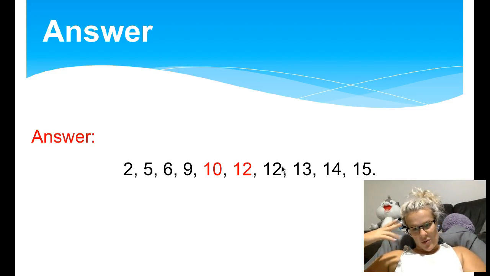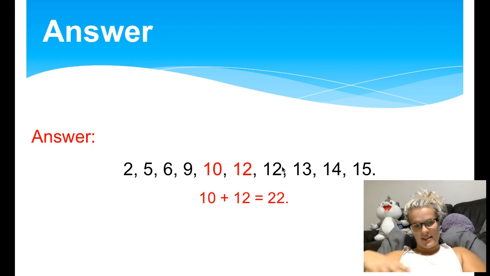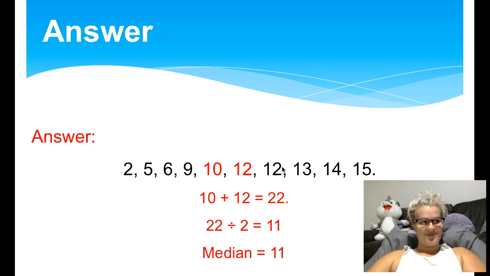So this is the same question as before, but this time it's asking you for the median. So there's 10 scores, so you've got your middle 2, 10 and 12, add them together, 22, divide them by 2, 11. Your median is 11.